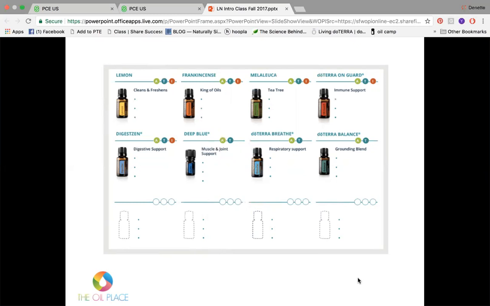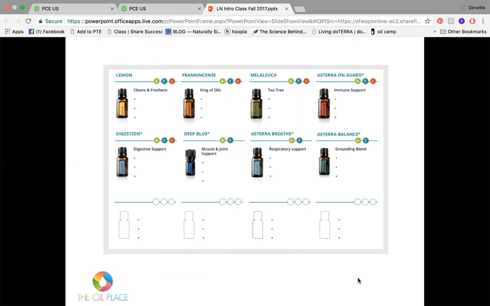So lemon, I believe, is about $10 when you have your own wholesale account. So I use lemon in the diffuser. I've done a lot of DIY cleaning products utilizing the lemon oil. And it's great for price tags. So any of those little sticky residue that you have from a price tag, just a couple drops of lemon on there, let it sit for a little while, rub your fingers over the top, that gooey residue comes right off. Frankincense is the king of oils.